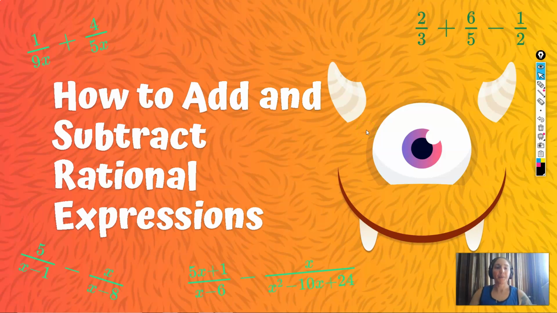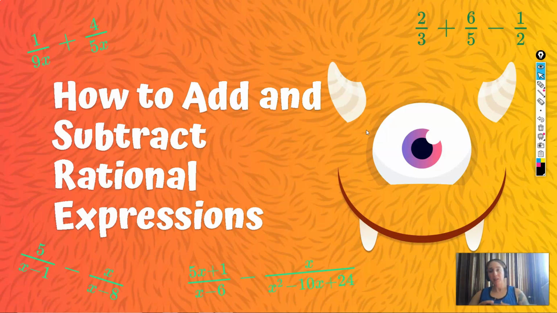Hey everybody, and welcome to how to add and subtract rational expressions. In a previous video, we figured out how to find the LCD of rational expressions and rational functions. Now we're going to use what we know about the LCD to help us combine rational expressions together. We're still not solving anything, we just want to combine. Think of adding and subtracting as combining.